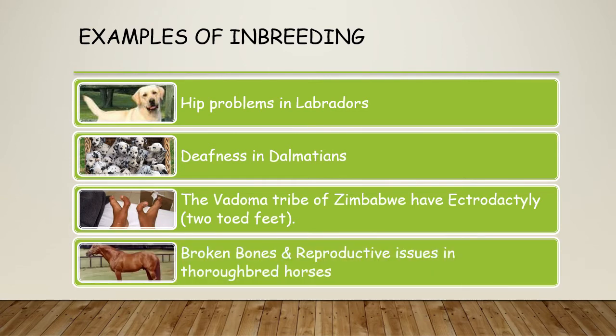Other examples: in thoroughbred horses, broken bones and reproductive issues. So again, people are taking horses that obviously run incredibly fast, win races, and then they will breed them very closely together, which will get fast horses, but obviously does come with its problems and issues.